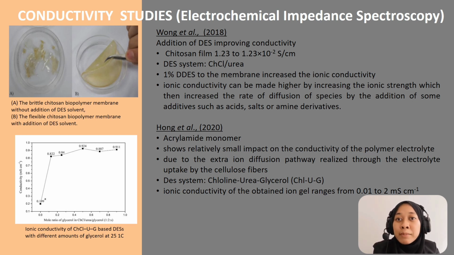As the picture shows, A showed the brittle chitosan biopolymer membrane without addition, and B is the flexible chitosan biopolymer film membrane with added solvent, which is stronger and more durable.